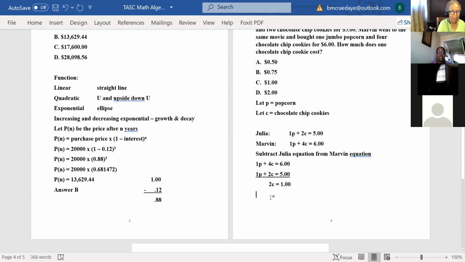We would divide, right? Very good. You divide by what? You divide both sides by 2. That's it. Excellent. So you leave it 50 cents. That's it, 50 cents.